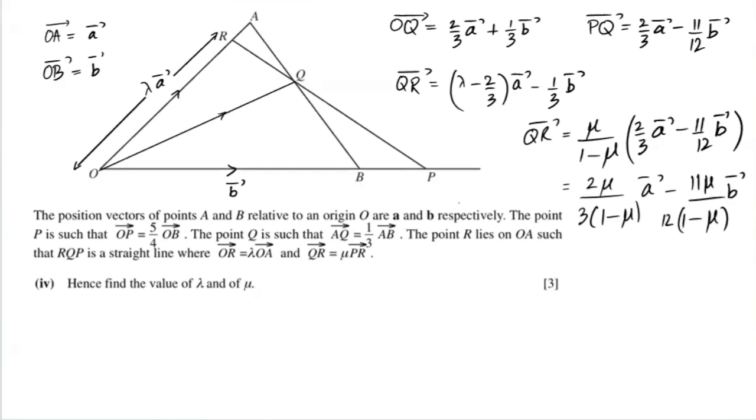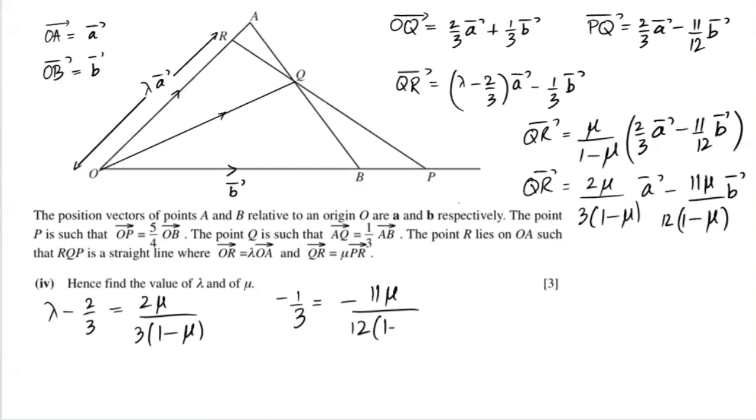So you can pause the video, do these calculations yourself. It looks a bit weird, but that's how it is. So since QR is the same vector, equate coefficients of A and B. So first equation can be lambda minus 2/3 equals 2 mu over 3 times 1 minus mu. So the second equation is going to be minus 1 over 3 equal to minus 11 mu over 12 times 1 minus mu.